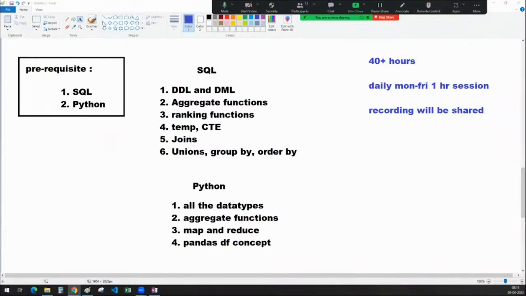Real-time projects from when I started working, and I am still working on projects, those projects I have created here as data engineering projects. Even with triggering and cloud functions, I have created how cloud functions will be used in projects, and how BigQuery will be used in projects. So those are real-time things. You need not worry about it.